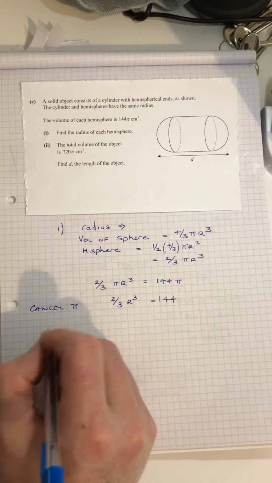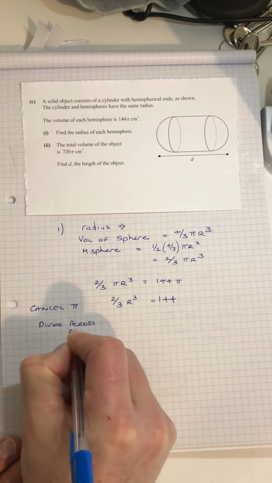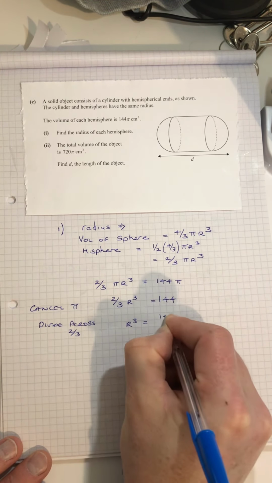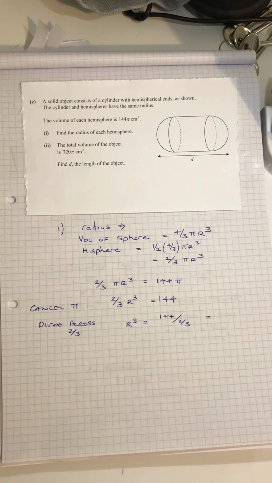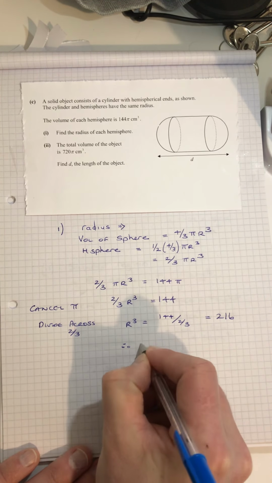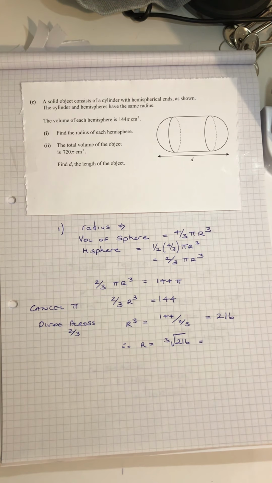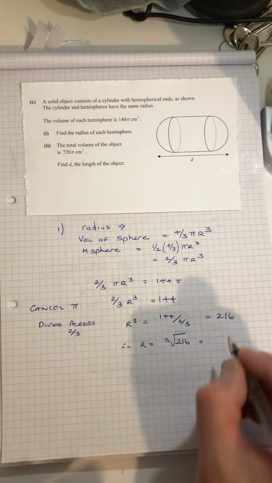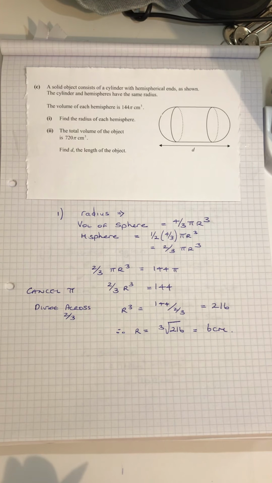Now we can divide across by 2/3. So we get r cubed is 144 divided by 2/3, which is equal to 216. So therefore, r is equal to the cube root of 216, which is equal to 6 centimeters. Okay, and you could check that if you wish.